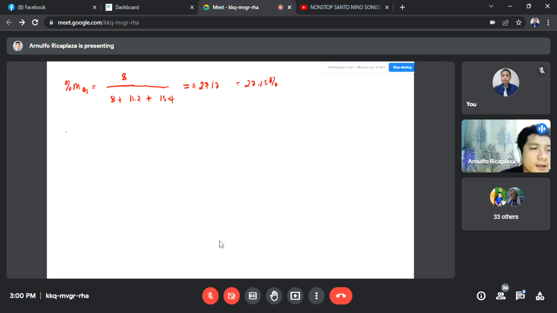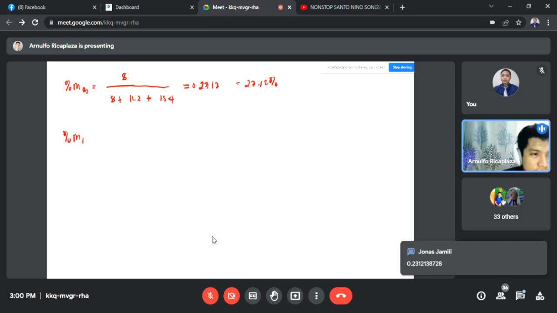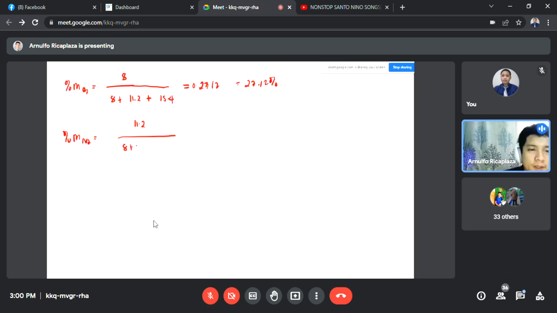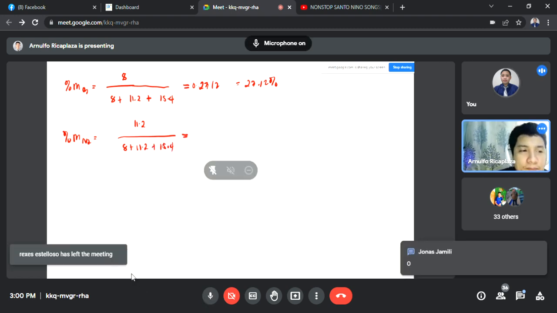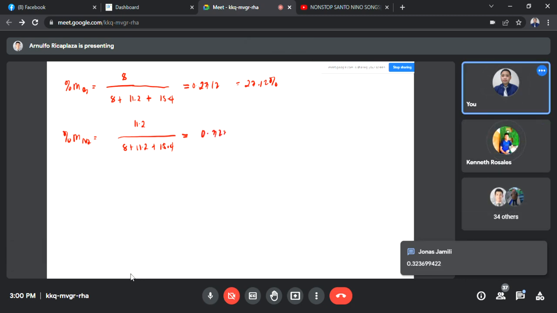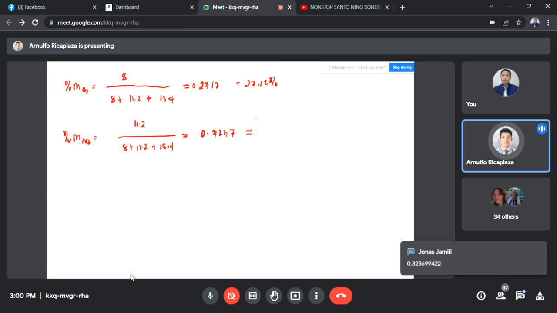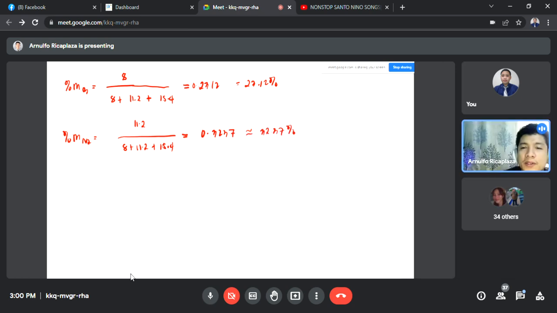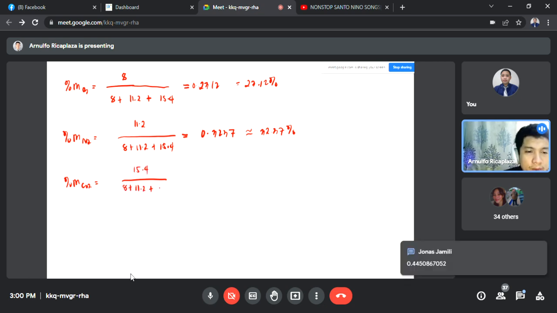Okay, so next we have the percent mass of the N2. For the N2, we have 11.2 over 8 plus 11.2 plus 15.4. That is 0.3237, so therefore that is equal to 32.37%.